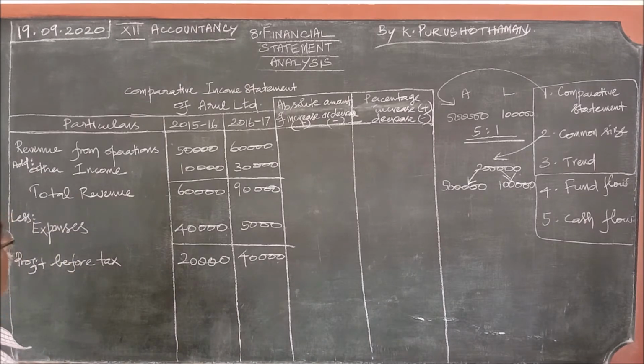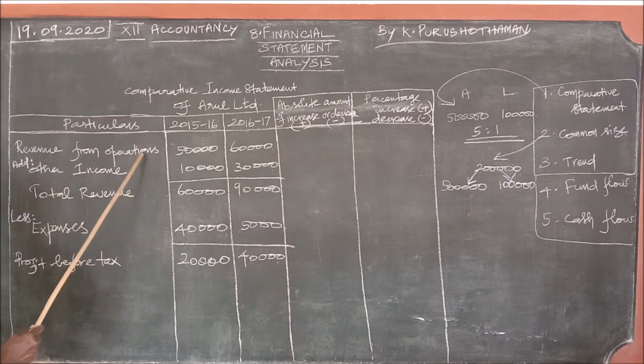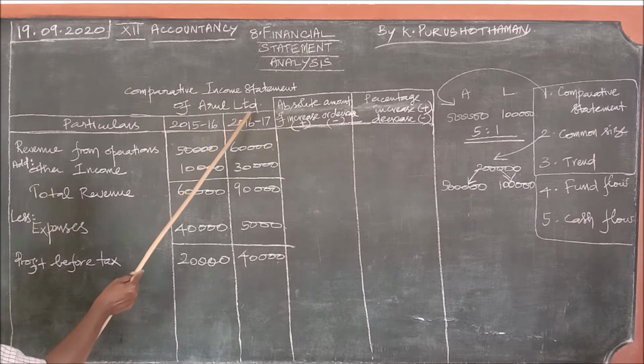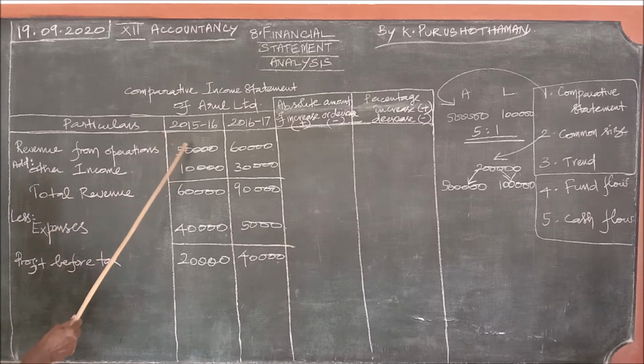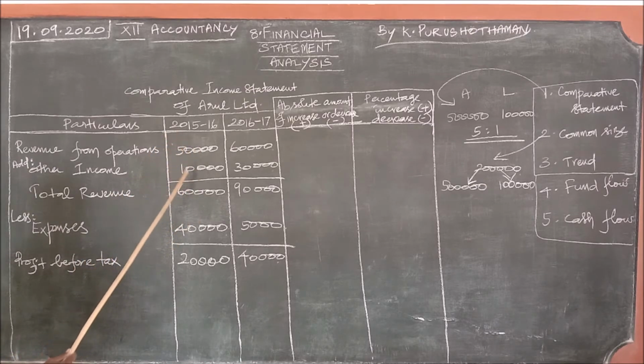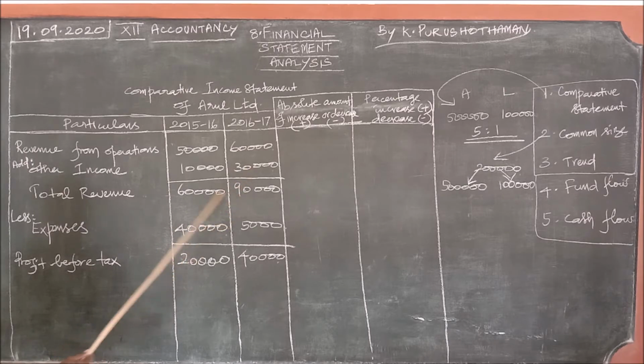Now we should find the calculation that is very important. First, understand what is given here in the problem and what I have written. The revenue from operations is 50,000. From other sources, 10,000 is coming in one year and 30,000 in the other. What should be the total? 50 plus 10 is 60,000, and 60 plus 30 is 90,000, the total revenue or total income.